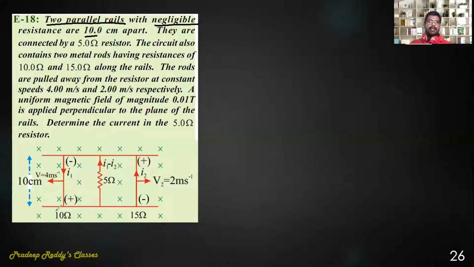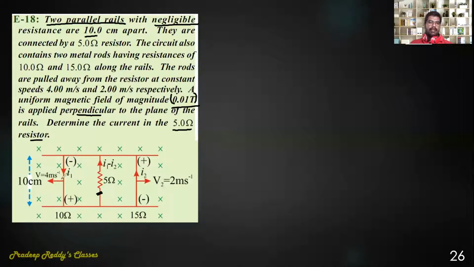The rods are pulled away from the resistor at constant speeds of 4 meter per second and 2 meter per second respectively. A uniform magnetic field of 0.1 Tesla is applied perpendicular to the plane. Determine the current in the 5 ohm resistor. You need to calculate the current in this resistor.